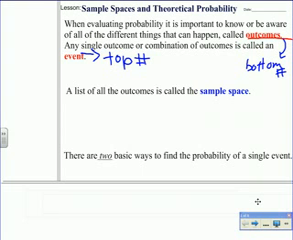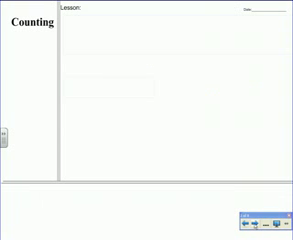There are two basic ways to find the probability of a single event. And we will go through both of those basic ways today. The first basic way is by counting. You can count to find the probability of a single event.